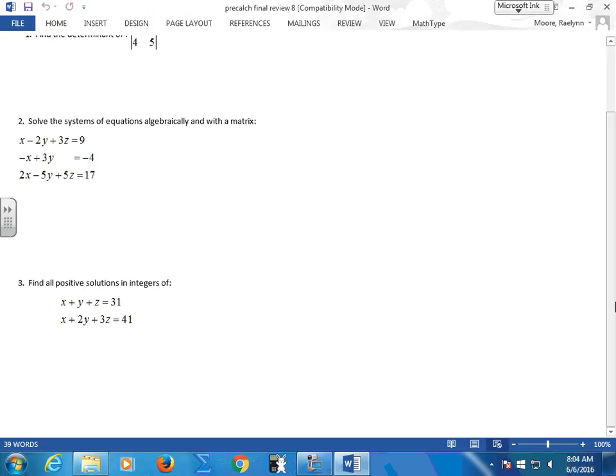I did want to hand back your limits test. But remember, how do I recognize this as a diophantine? There's two equations, but there's three variables.